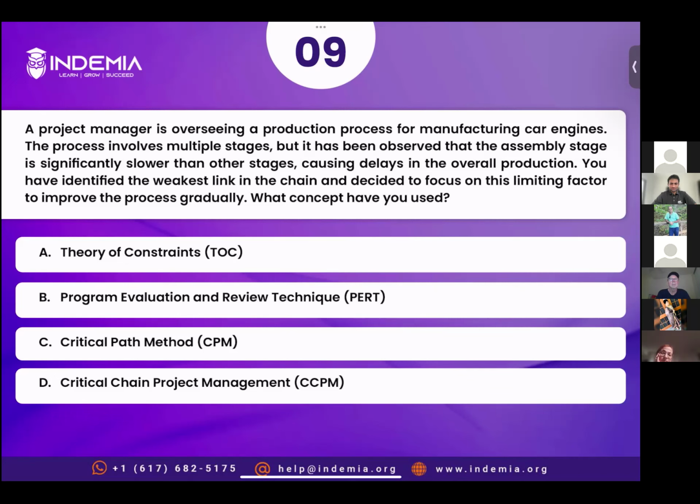All right. Thank you. Rudy, you have chosen option A. Yes. So they've identified the weakest link in the chain, and they decide to focus on this limiting factor to improve the process gradually. I think that A, to me, as far as I understand, the theory of constraints would fit in that, but it also could be C, so I'm not exactly sure.